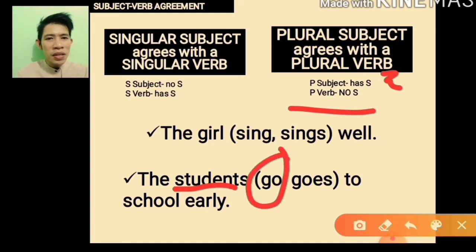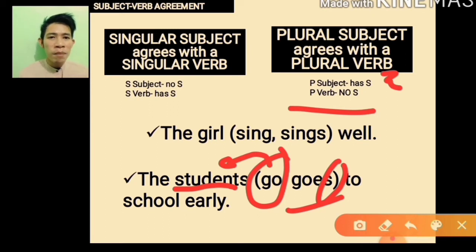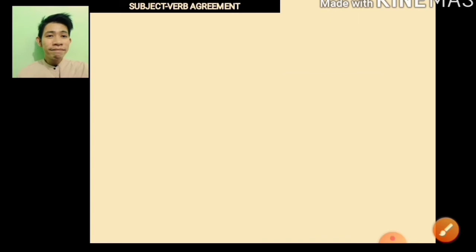So, in other words, there is an agreement between the subject and the verb. Sir, bakit hindi goes? Eh, di ba pag may S sa verb that is singular, mali na siya. Kasi ang subject natin is plural. Di ba kapag ang subject ay plural, dapat ang verb din is plural. That's why it's go. Okay?